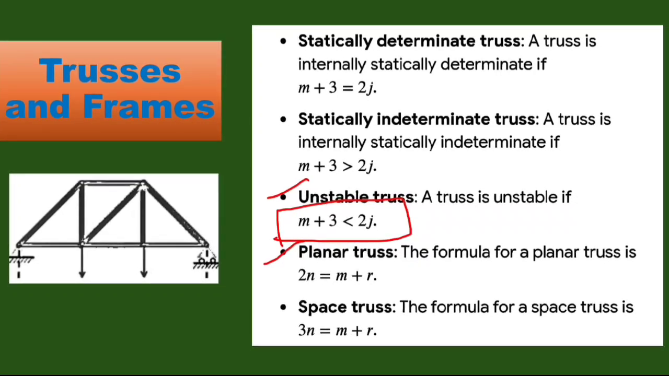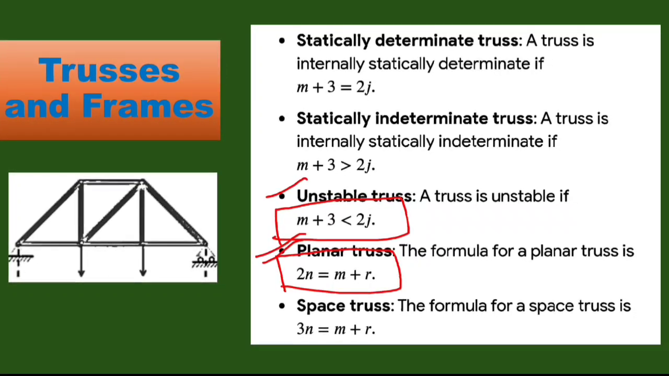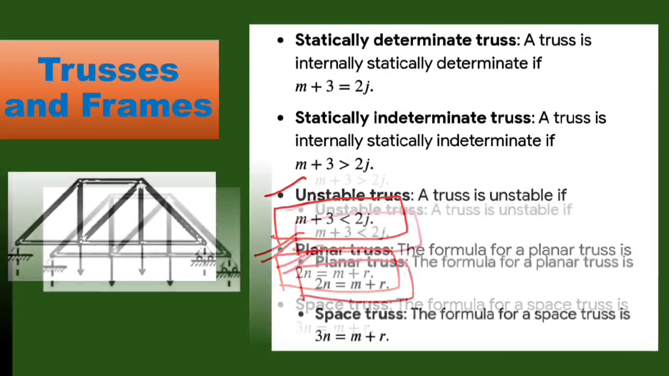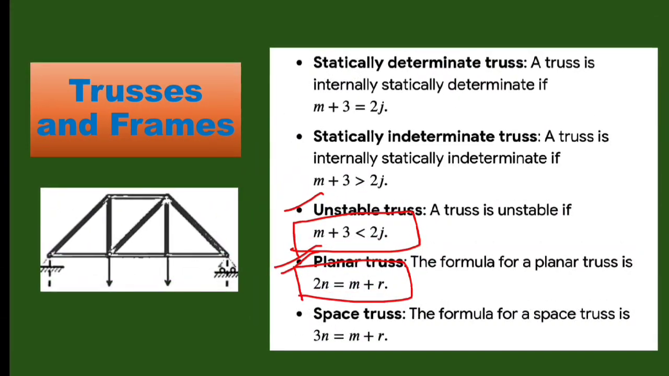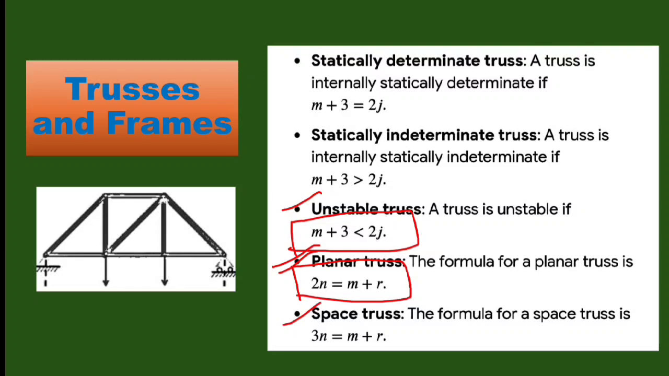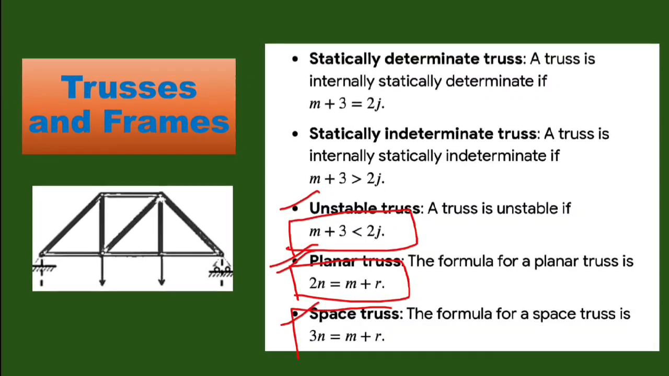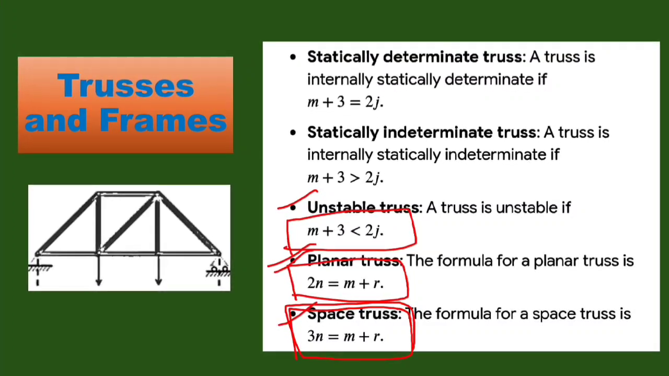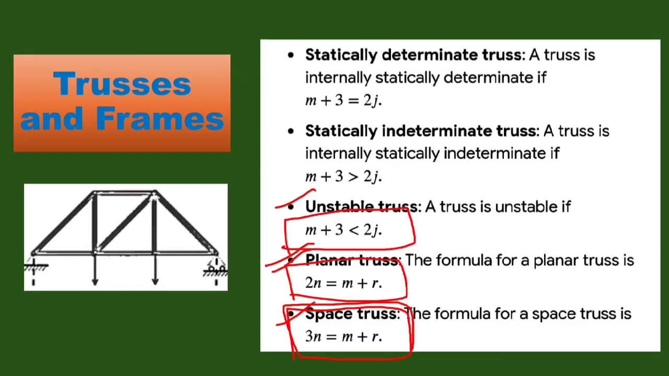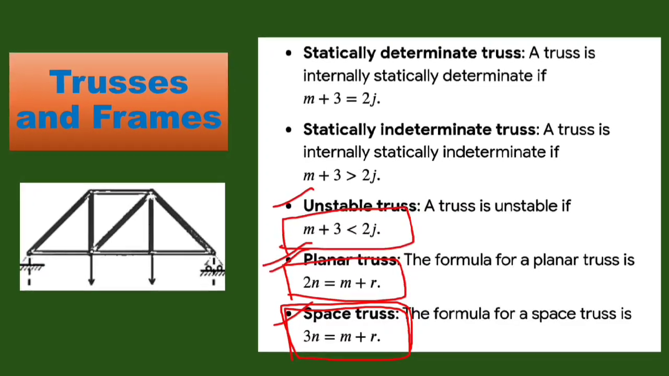Planar truss is 2n equals M plus r, whereas space truss is 3n equals M plus r. So these are some of the important formulas from trusses and frames. Try to remember each one.